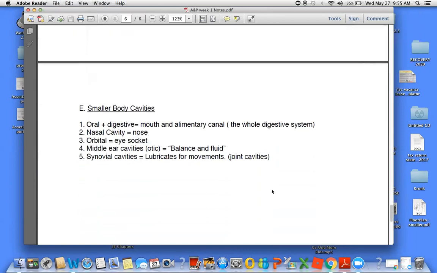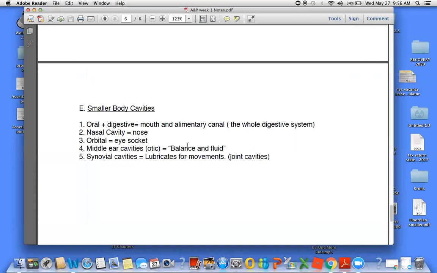Last but not least, and I always try to keep the lecture to one hour, then we can take questions afterwards, okay? Last but not least are your smaller body cavities. Touch your mouth, that's your oral body cavity. Oral surgery, surgery of the mouth. Your oral body cavity is your mouth and your alimentary canal, oral and digestive. Some say that we're a tube within a tube. We have our mouth and we have the whole tube going from mouth to anus.